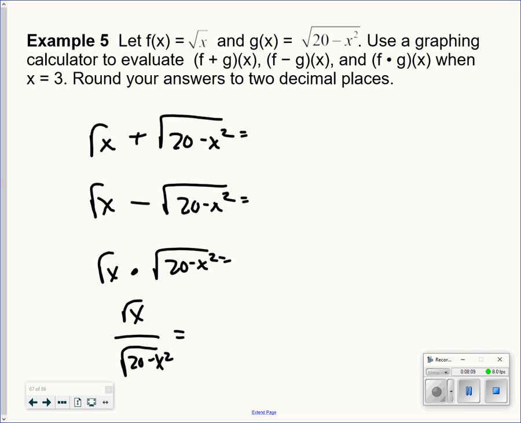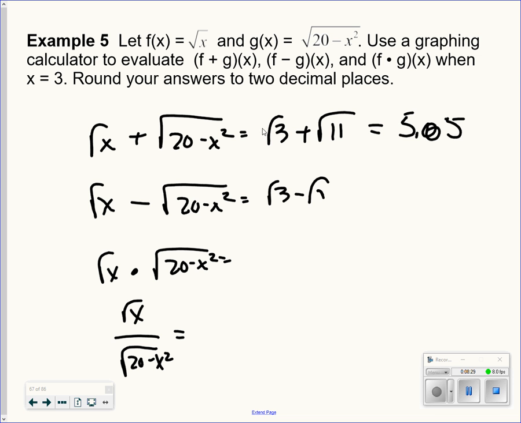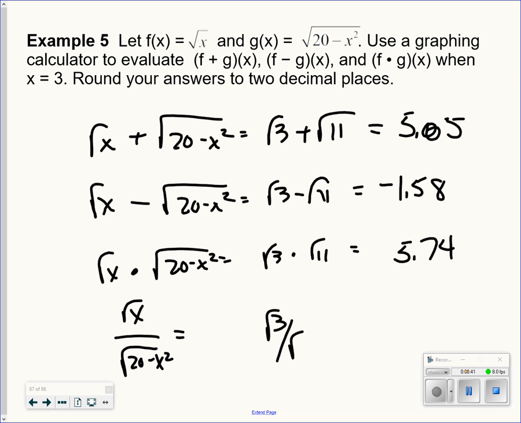All right, welcome back, and let's write all these answers out. So basically, you're putting 3 in. So you got the square root of 3 plus the square root of, and I went ahead and put the 3 in, so 20 minus 3 squared would be 11. So the square root of 3 plus the square root of 11 would be 5.05, rounding to 2 decimal places. The next would be the square root of 3 minus the square root of 11, which would get you negative 1.58. Square root of 3 times the square root of 11, you get 5.74, and then the square root of 3 being divided by the square root of 11, you end up getting 0.52.